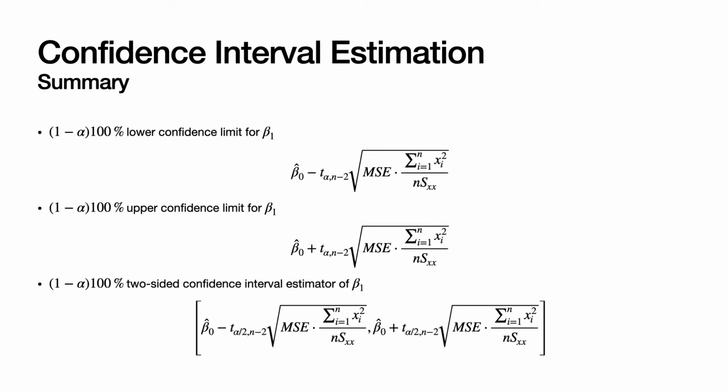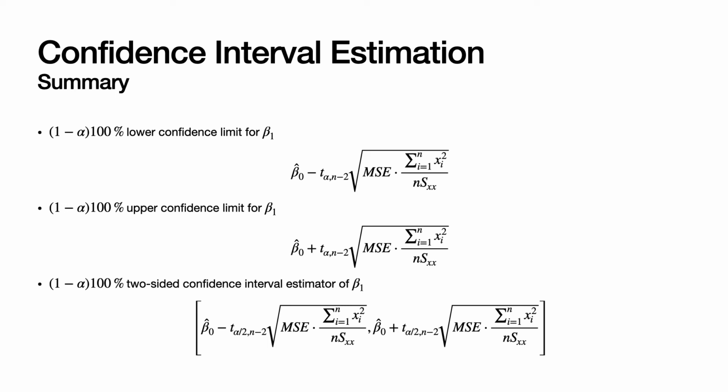And so putting it all on one slide in summary, we have a 1 minus alpha times 100% lower confidence limit for beta 0. See, I have a typo here. All right, that is beta 0 hat minus the product of the interval coefficient with an alpha in the subscript times the square root of MSE times the sum of the squared x values divided by n times S sub xx. The upper confidence limit for beta 0 is beta 0 hat plus the product of the interval coefficient times the estimated standard error of beta 0 hat.